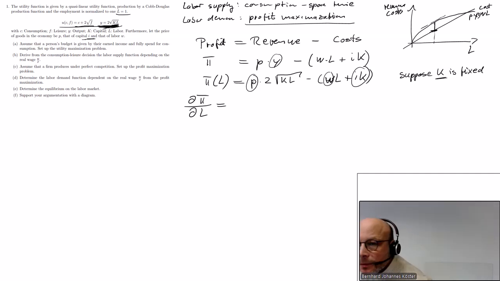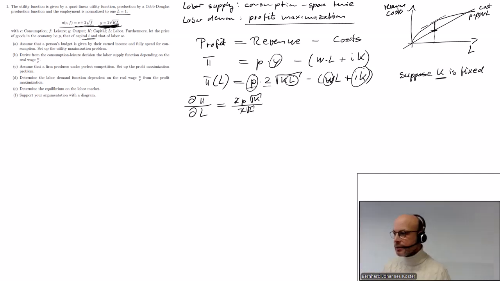Square root of K, of course, and this is a fixed number, so we just can write it down: 2 times P times square root of K. And what happens to square root of L? This we have done a minute ago. So 2 times square root of L, and this 2 here cancels.